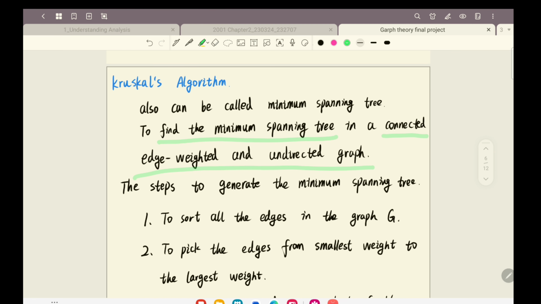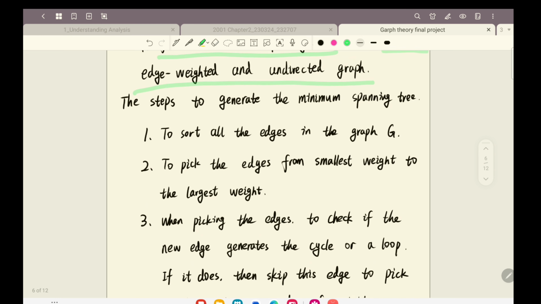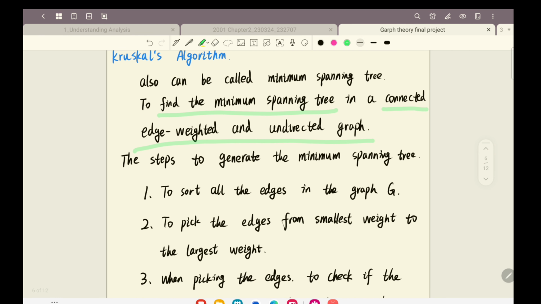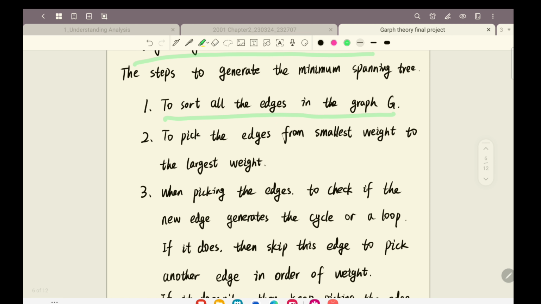So how to find it? We have 4 steps to generate the minimum spanning tree. The first step is to sort all the edges in the graph G. And the second step is to pick the edges from the smallest weight to the largest weight.